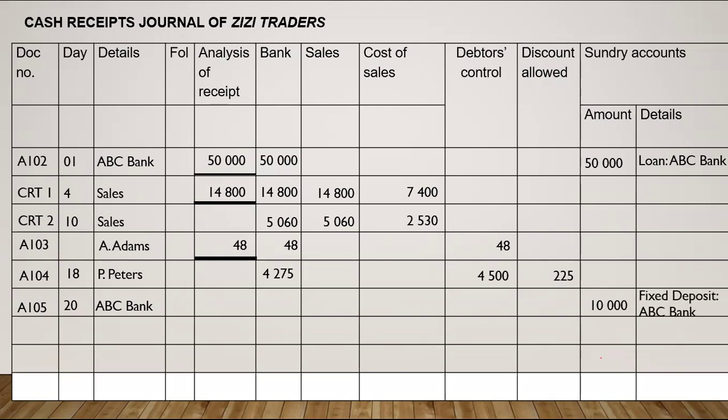And of the 12,000 that we received, the 2,000 is interest on fixed deposit. And in total, we received 12,000 rand. So of the 12,000 rand that we received, 10,000 was for the fixed deposit, the initial amount that we invested. And the 2,000 rand was the interest on that initial amount that we invested. So it'll be called interest on fixed deposit, which is your income.